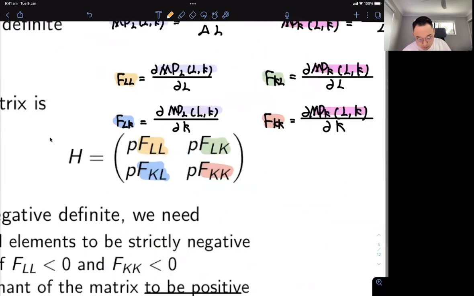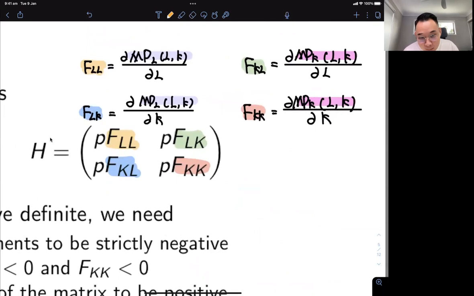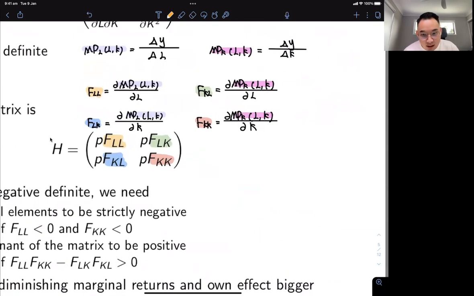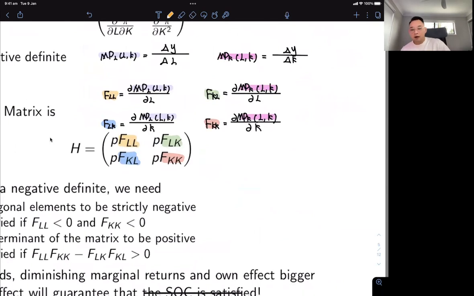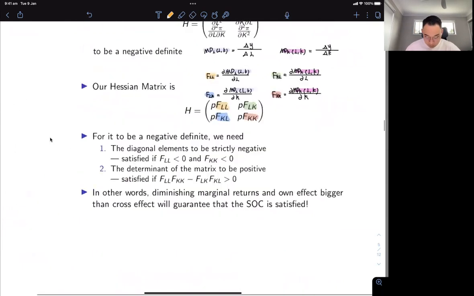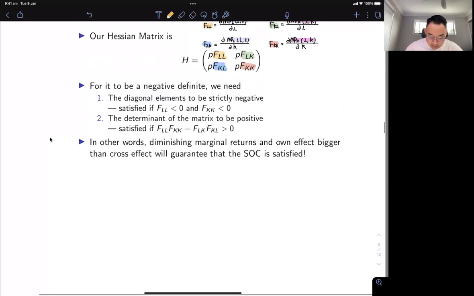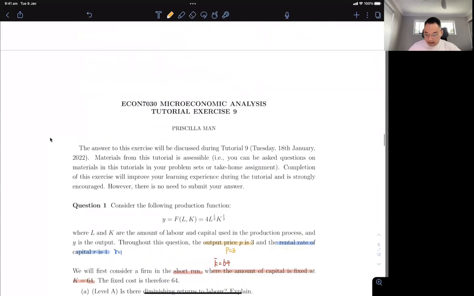In a sense, the Hessian matrix is simply built from the own effects and the cross effects, scaled by price. We already know how to calculate the own and cross effects, so we're not going to go over that. We must satisfy F_LL smaller than 0, F_KK smaller than 0, and also F_LL times F_KK minus F_LK times F_KL greater than 0. If those are satisfied, then the second order condition is satisfied. The other steps will be exactly the same as before.